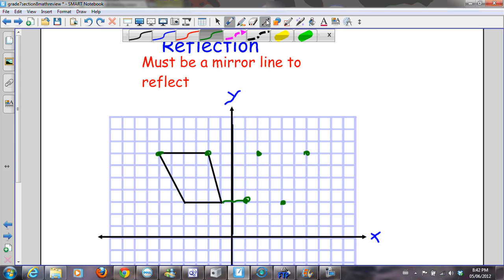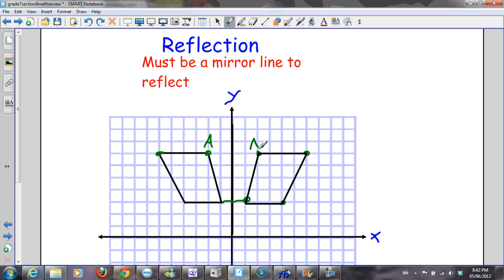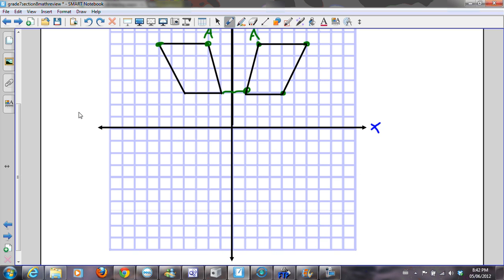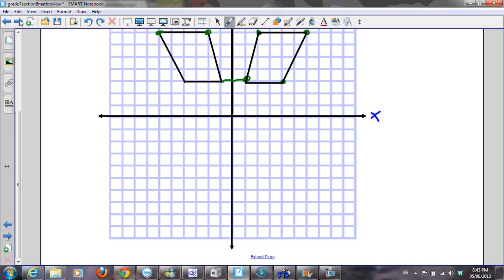All I have to do now is connect the lines there, there, there, and there, and I will have a perfect reflection. And if you have actual letters there, make sure you label the image A prime and B prime and C prime and so on. So whichever way you reflect it, just go in the opposite direction from the mirror line.